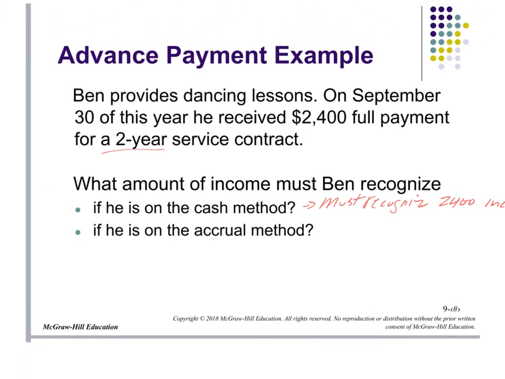What if he's on the accrual method? Okay. Well, if he's on the accrual method, then he can elect to defer advances for a year. Okay. So what does that mean? Well, he has to recognize what's related to this year, but he can defer the rest for 1 year. So if he's got on September 30th, all right, so it's $2,400 over 24 months. So what does that tell us? It's $100 a month, right?